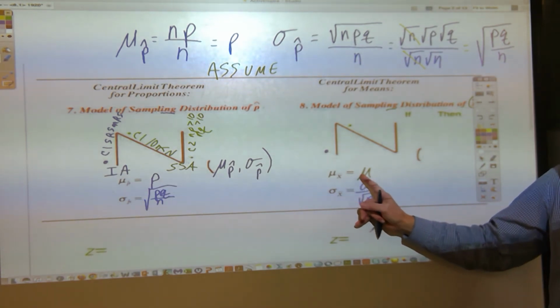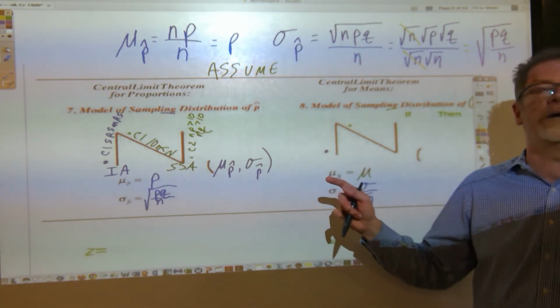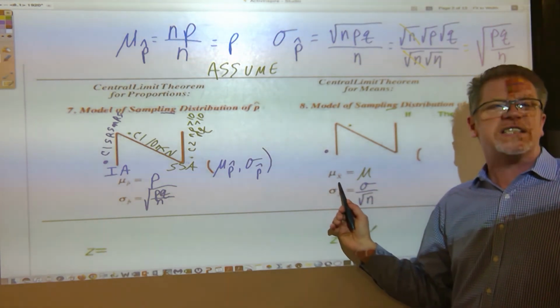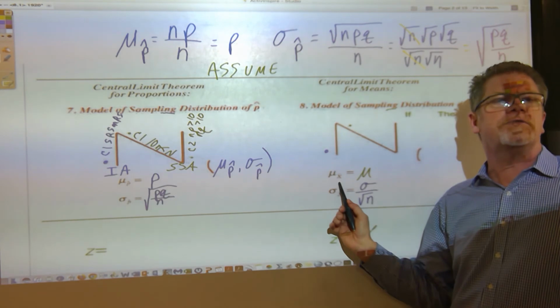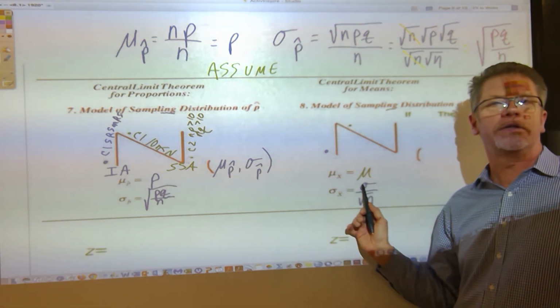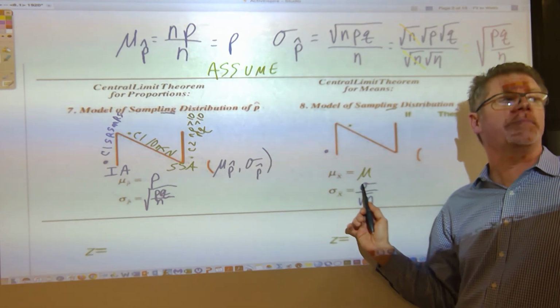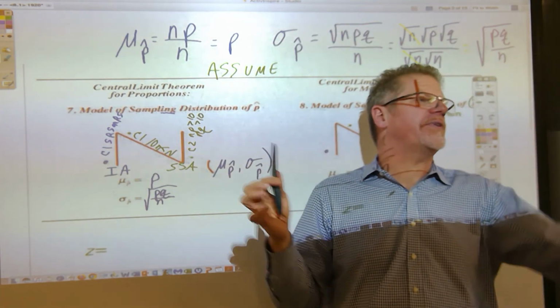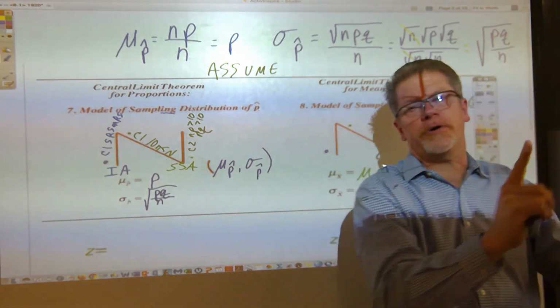It's the same as the mean of the population. Let's try it one more time. Ready? Go. The mean of the sampling distribution of sample means is the same as the mean of the population. Okay. Or if you say the true mean, that's fine. But say the mean of the population for the purposes.